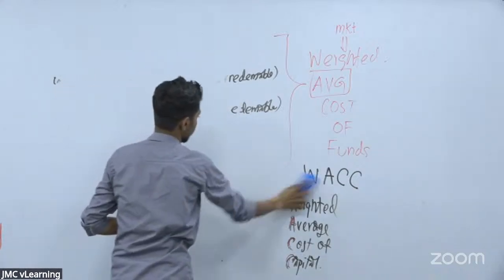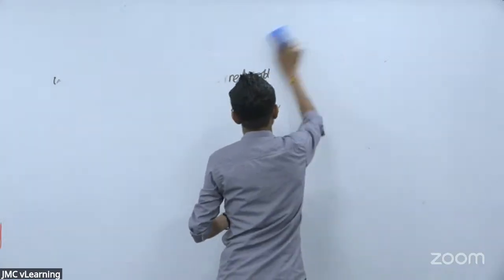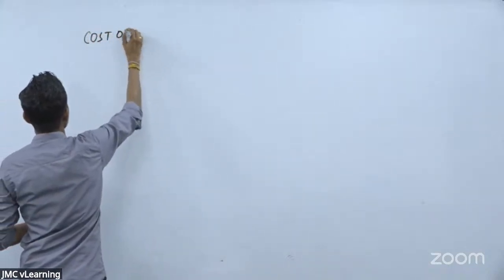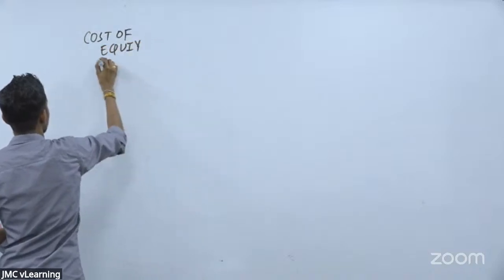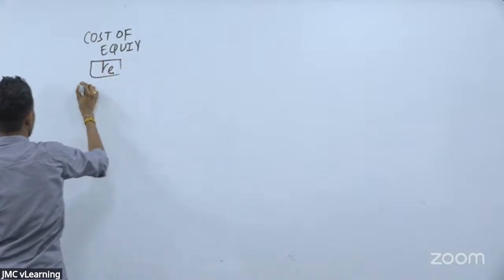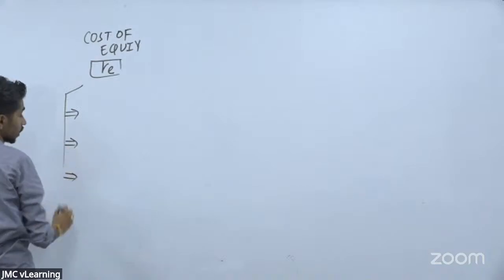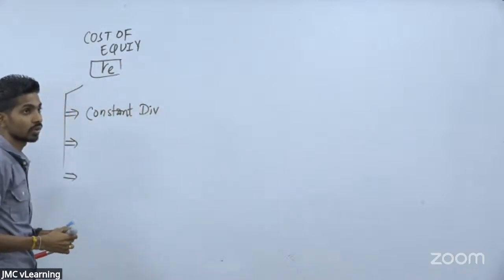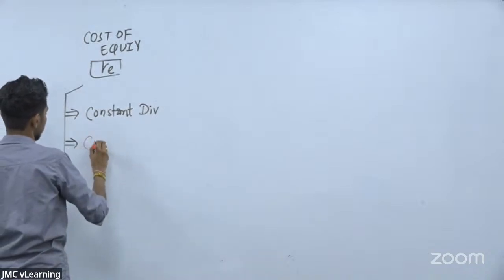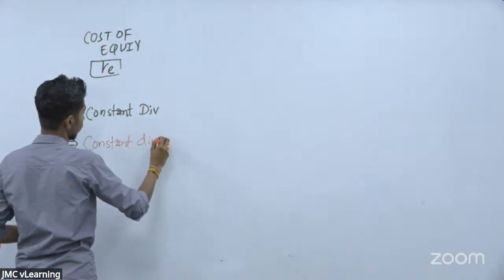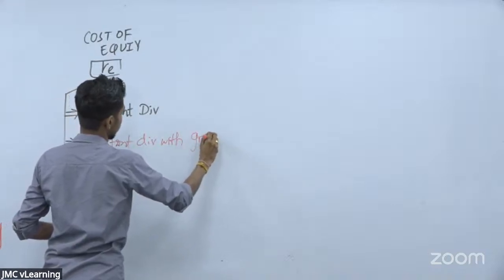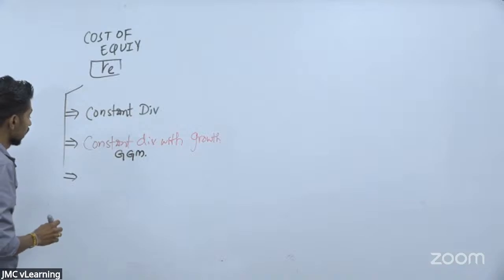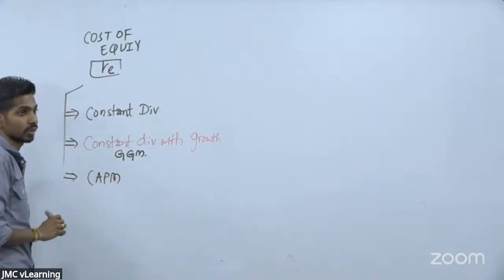Thereafter, we have to calculate the cost for each source. Another short note I will provide: cost of equity. We can say RE. In our examination, there are three methods. There is the constant dividend, if the equity holder will receive a constant dividend. Constant dividend with growth, we call it the Gordon growth model, GGM. Thereafter, CAPM, capital asset pricing method.